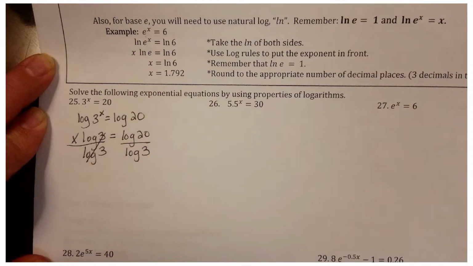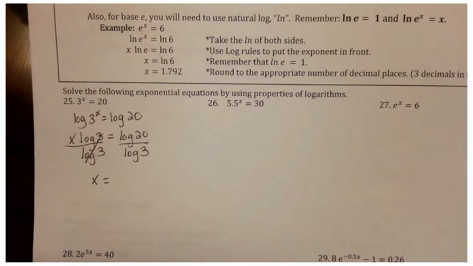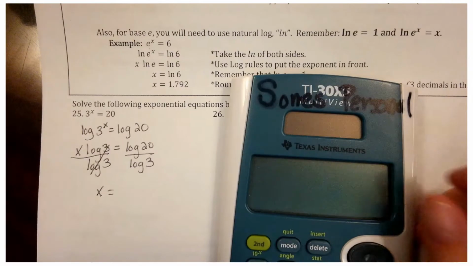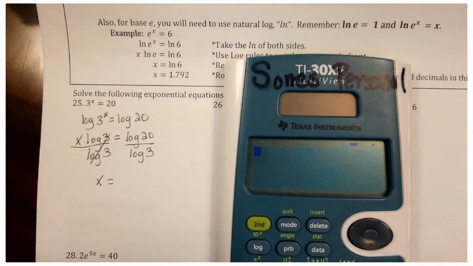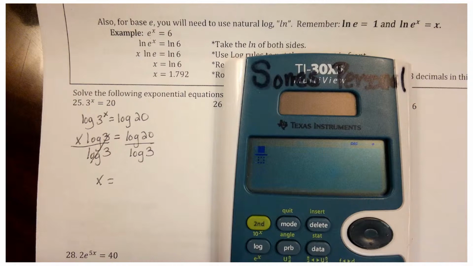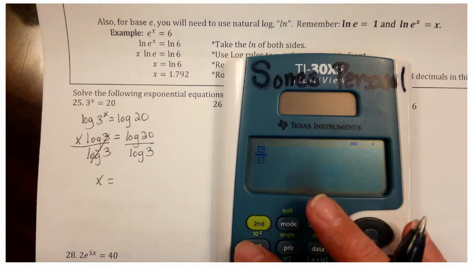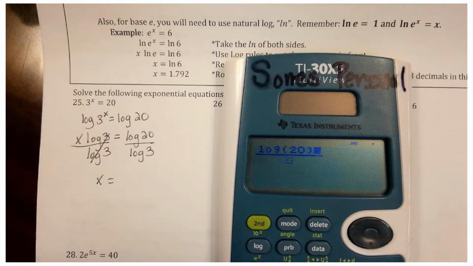This will cancel, and then I would put this in the calculator. Log of 20 divided by log of 3. And let's see what we get. So we're going to do it in fraction form. I'm going to do log of 20 divided by log of 3. And let's see what we get.